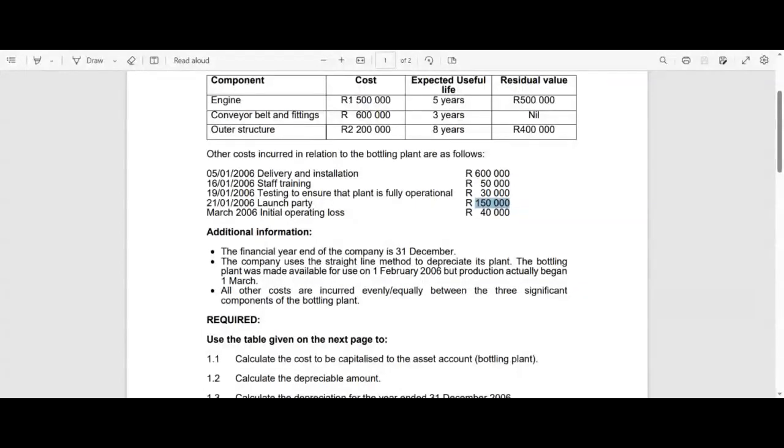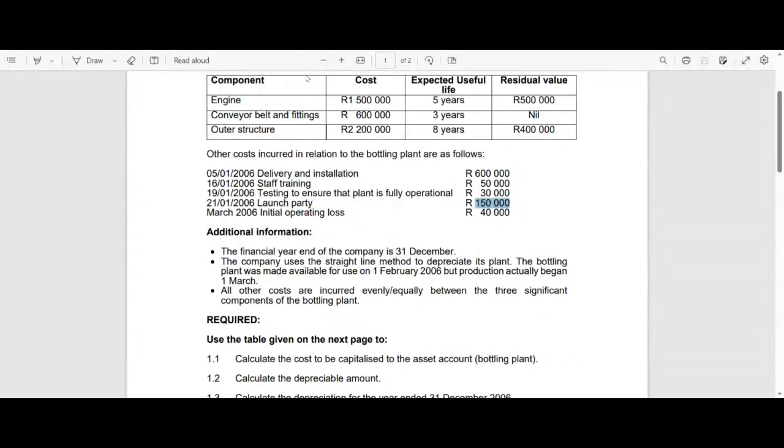And then lastly, we've got this initial operating loss. So what that means is in the first week or first month or maybe 2 months, let me see, it's March. So in the first month of actually producing this product, perhaps they haven't properly advertised it yet. Their marketing hasn't been so spot on. So in the first month, March 2006, they actually incurred a loss. So in other words, their expenses exceeded their income from selling those items. Now, should that be capitalized or should that be written off?